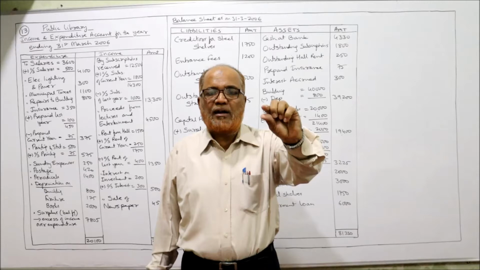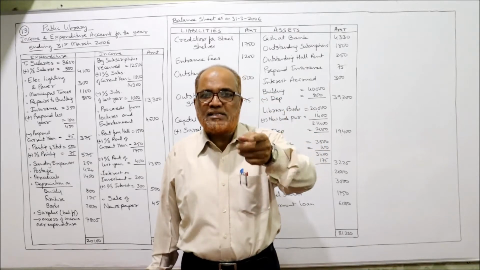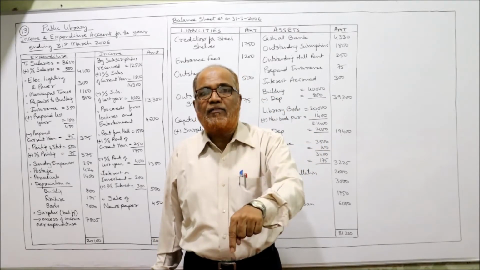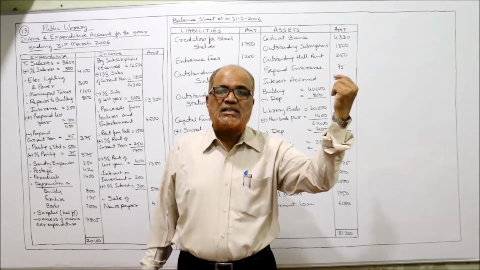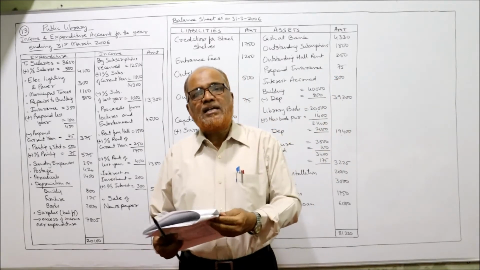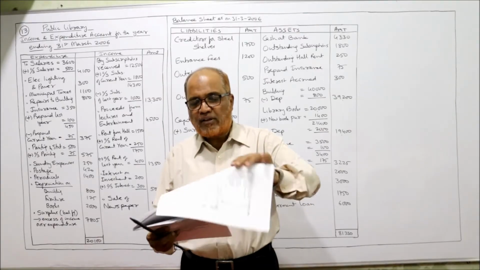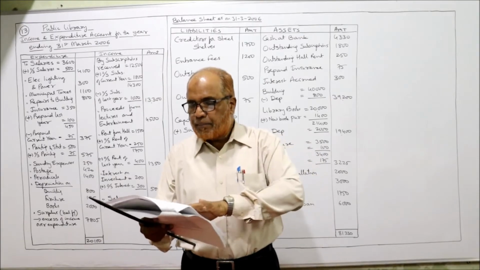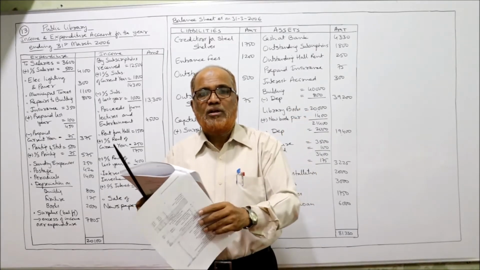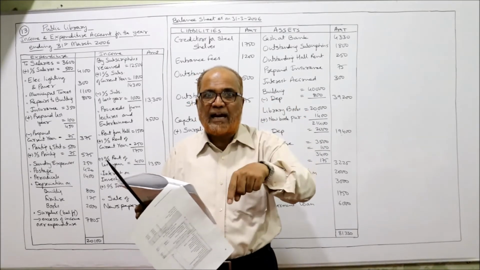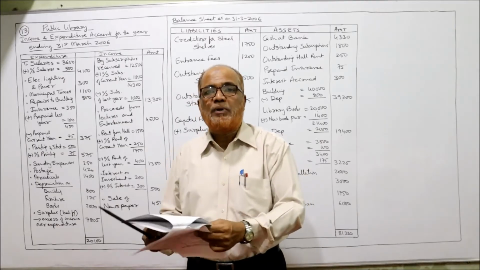Insurance paid, what will you do? A prepaid insurance at the end of the current year will be deducted and prepaid insurance of the last year will be added. So last year prepaid how much? It is given in the opening balance sheet 100. Prepaid insurance 100 last year's balance sheet. So that last year's prepaid will be added and current year prepaid should be deducted.